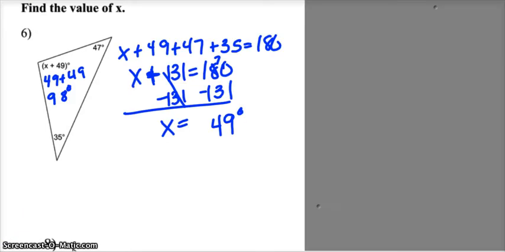Looking at number 6, all of the angles add up to 180 degrees. When you combine 49, 47, and 35, you get 131. To get the x by itself, we've got to get rid of the 131. So we subtract 131 on both sides, and x equals 49. Now the actual value of the angle, you'd have to substitute in 49 for the x. And 49 plus 49 would be 98. This is a 98-degree angle. You could check that by adding 35, 98, and 47 and get that 180 degrees.